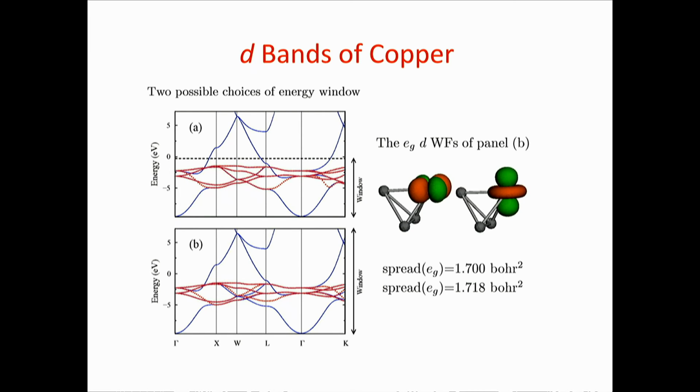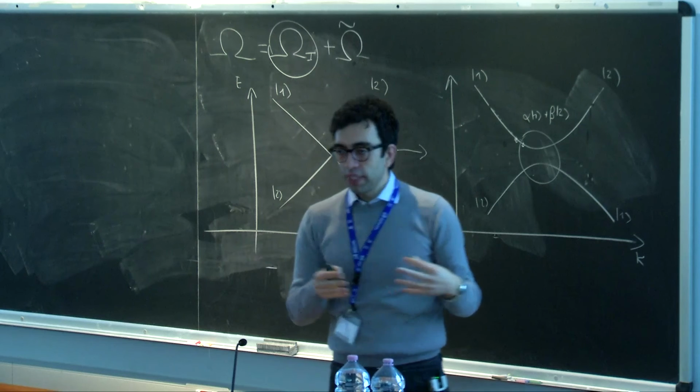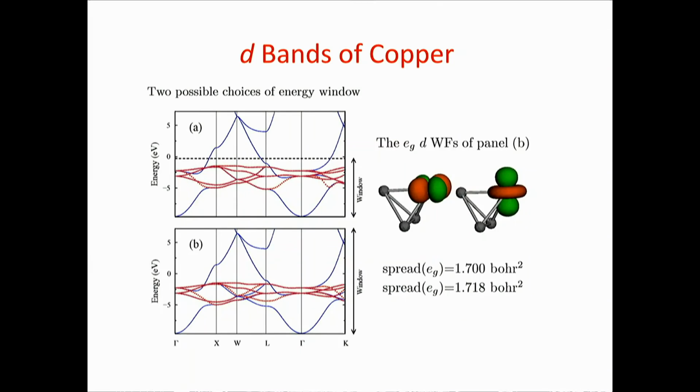If I increase the window, here I'm including also other states. I'm only telling the algorithm, please find me the best 5-dimensional space, but I'm not putting any specific constraints. So you see here the bands are a bit different because it will also pick up some S character up here. So we still find the spread, the omega I, will be smaller because there's more possibility to choose. But it's not perfectly D-like orbitals because you will use a bit of S to minimize the spread. But that's not very important, that's just the specific example.